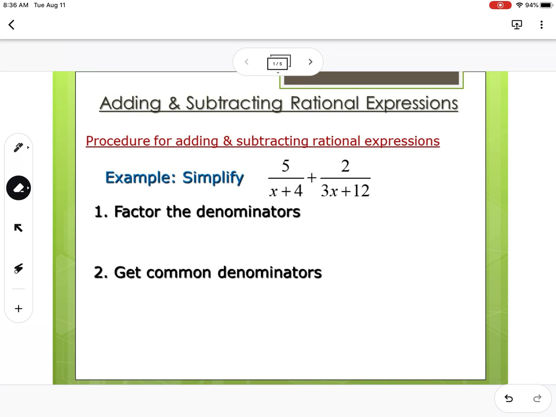All right, step one, I want to factor the denominators. So as you know, the denominators are the bottom of each fraction. So I want to factor each one separately.